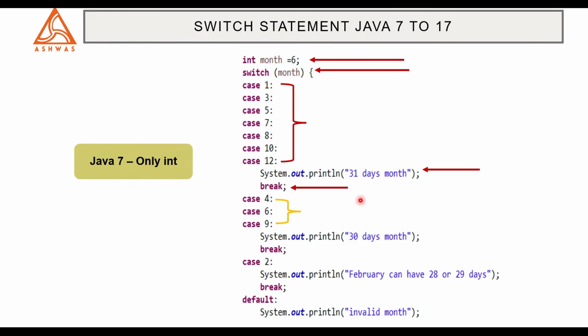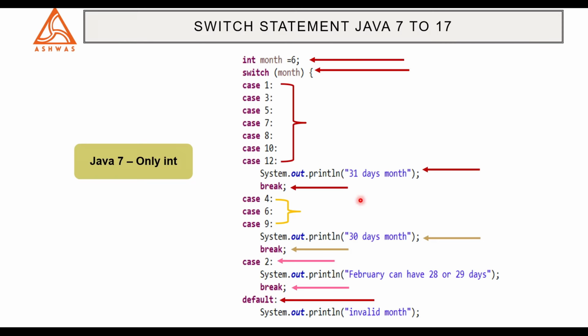Because I do not find anything matching right now, I'll go over to the next combination of case values. There I find something matching. I'm going to say 30 days month and I'm going to break it. Let's say I pass 2 instead of 6. I will execute the case label 2 and say it could be month February with 28 or 29 days, and I will break the flow. And like I said, if I don't find anything matching, I'm simply going to execute the default label.